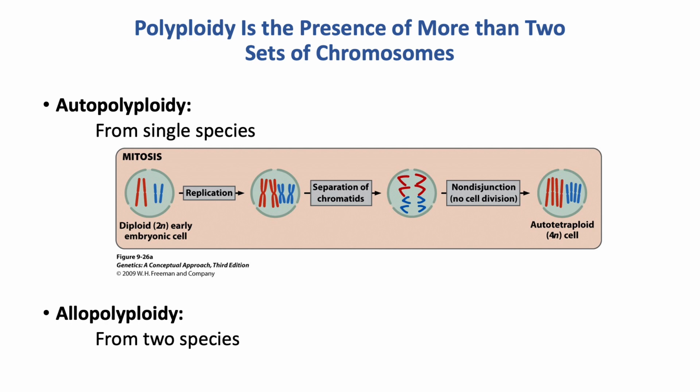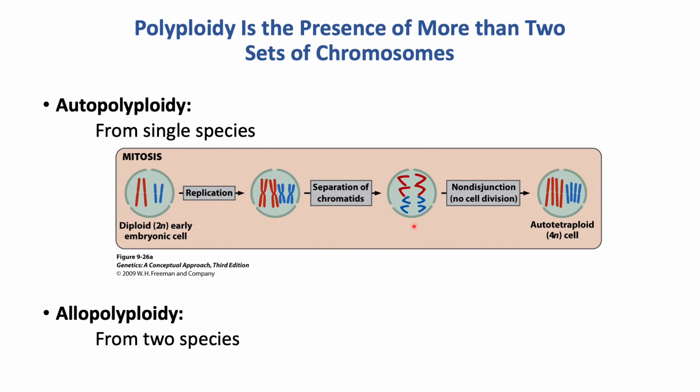So we have so far seen about chromosomal rearrangements and aneuploidy. Another form of chromosomal abnormality is polyploidy. Polyploidy is the presence of more than 2 sets of chromosomes. It could be of 2 types, autopolyploidy or allopolyploidy. Autopolyploidy can arise through non-disjunction in mitosis and meiosis, and this occurs when organisms have more than 2 sets of chromosomes from the same species.